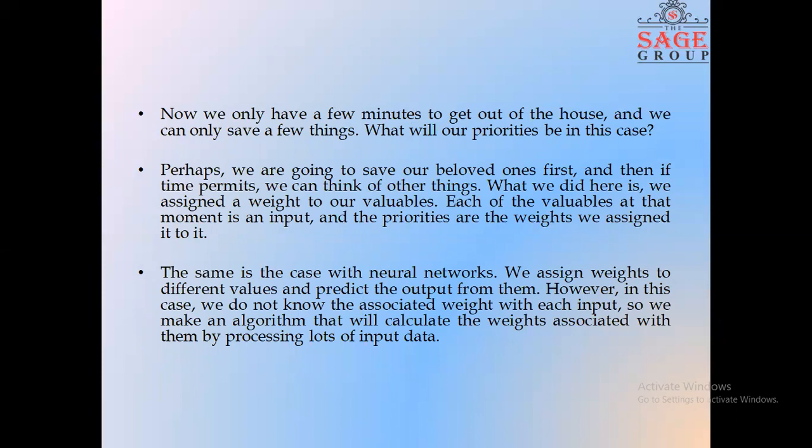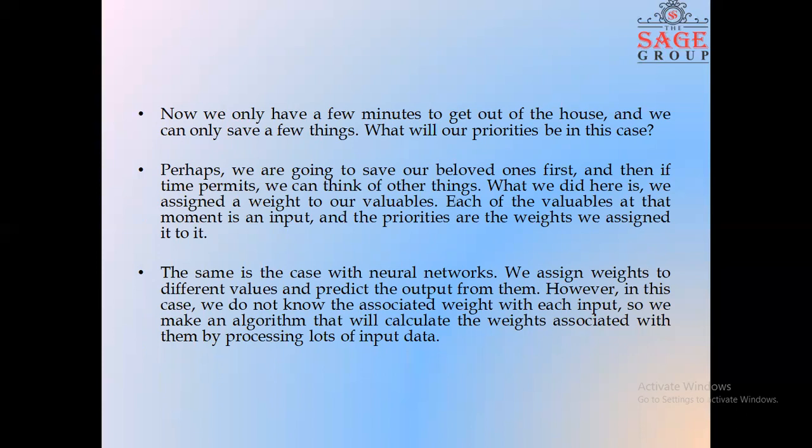Perhaps we are going to save our beloved ones first. And then, if time permits, we can think of other things. What we did here is we assigned a weight to our valuables because beloved ones are more important than our belongings. So each of the valuables at that moment is an input, and the priorities are the weights we assigned to it. So this is how the priorities are decided and weights are assigned to particular inputs.